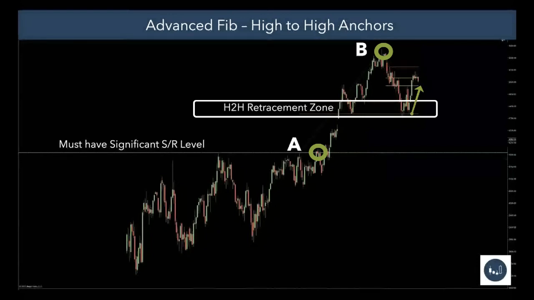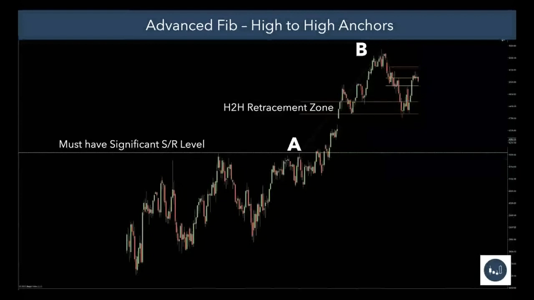Now, the people that were waiting for swing fibs, it looks like the price never came to that level. Well, it's because it didn't. But if you were familiar with the advanced high to high Fibonacci technique, it's going to potentially provide you more trade opportunities with more levels of interest.